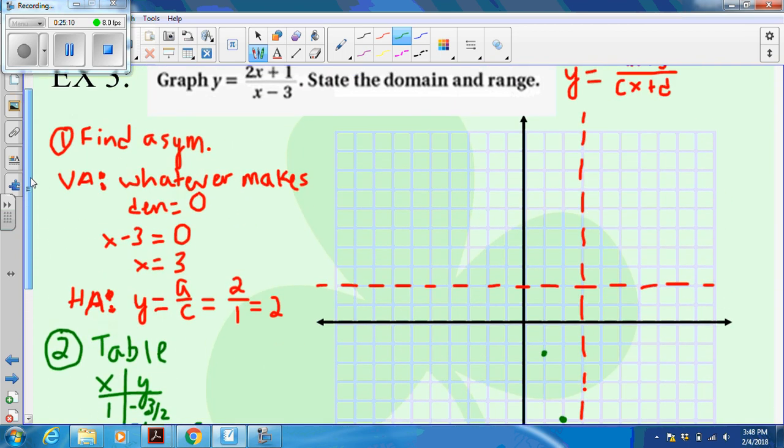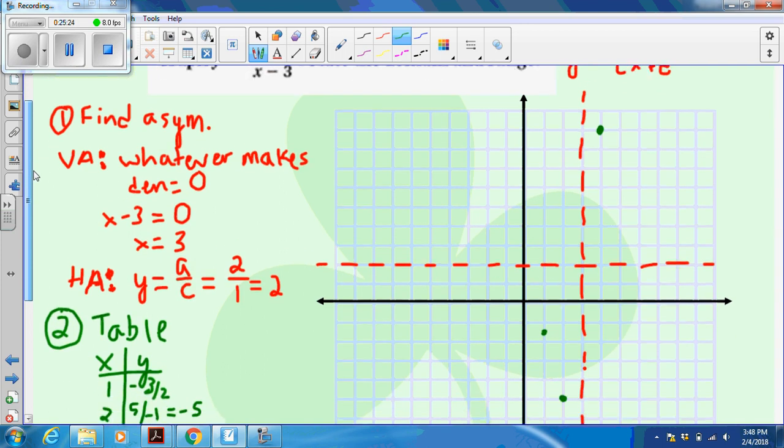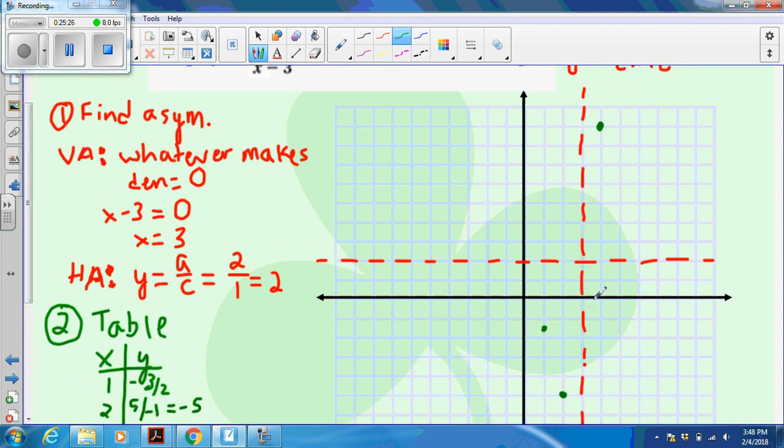Then I have 4, 9. So I go over 1, 2, 3, 4, up 1, 2, 3, 4, 5, 6, 7, 8, 9. And then lastly, we have 5 and 5.5. So I go over 1, 2, 3, 4, 5, up 1, 2, 3, 4, 5.5.